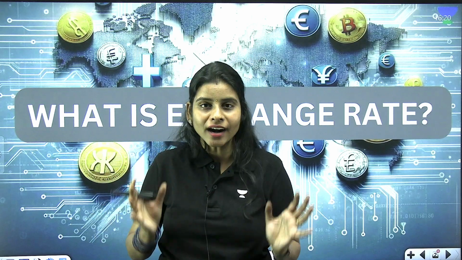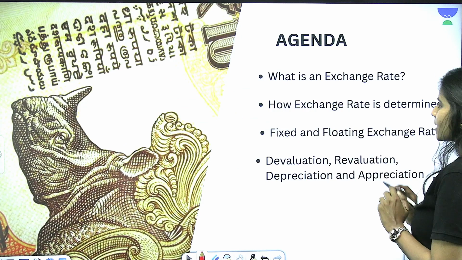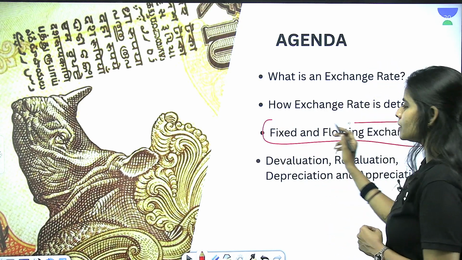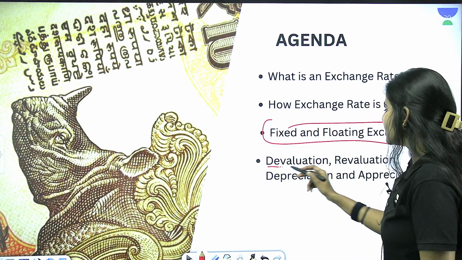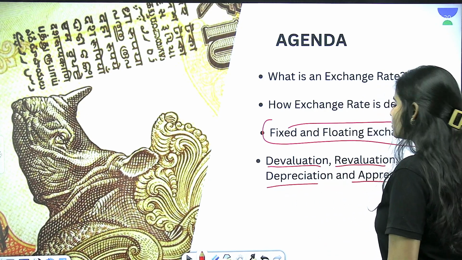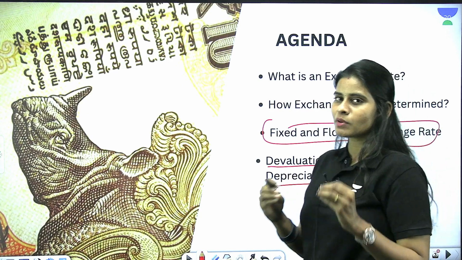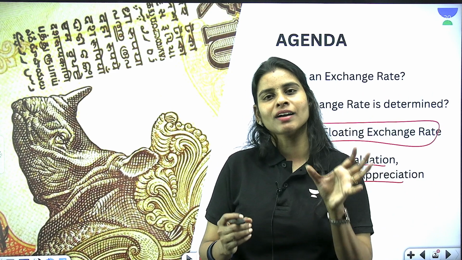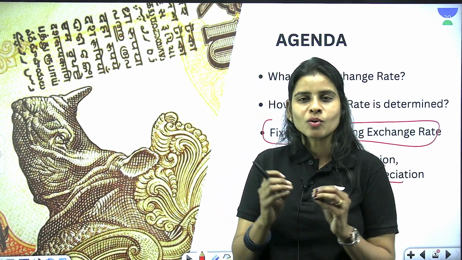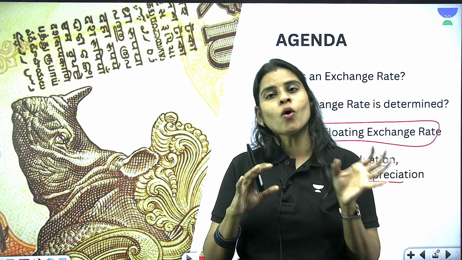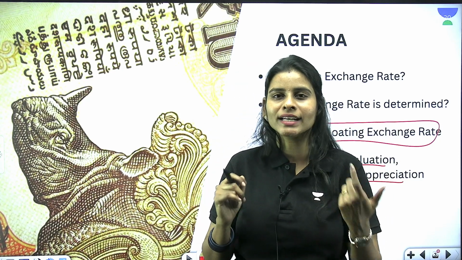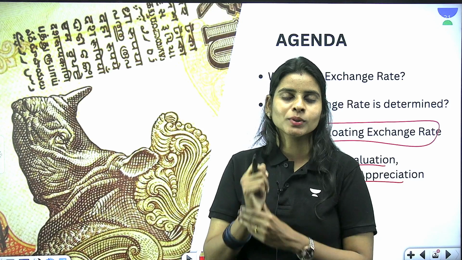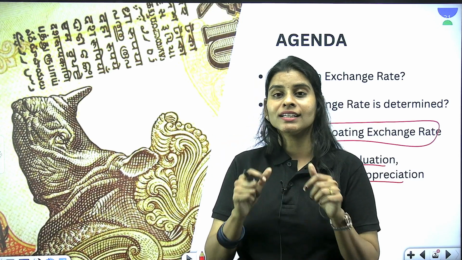So here we are going to see what is meant by exchange rate, how it is determined, and what is meant by fixed and floating exchange rates. I think you would be very familiar with these terms, because every day in the newspaper or news articles we see that the rupee value is depreciated or appreciated. So what is depreciation, what is appreciation, how does it happen, and most importantly, how is it going to impact you and me on a daily basis?